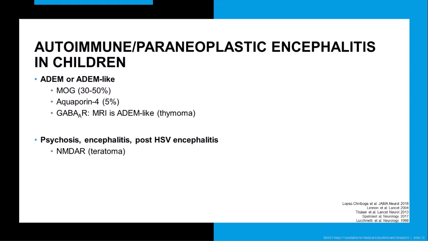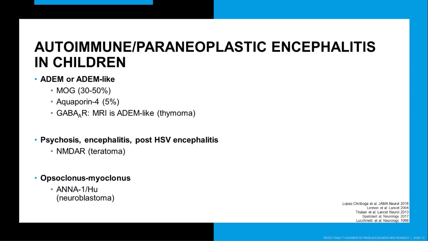Psychosis, encephalitis, or post-HSV encephalitis, we think about NMDA receptor antibodies and the potential for an underlying teratoma. Although younger children don't tend to have teratoma as much, teenage females would be a common association with teratoma. And opsoclonus myoclonus can occur in the setting of autoimmune encephalitis with ANNA-1 or anti-Hu antibodies and an underlying neuroblastoma. So these are some particular disorders that we think about in children.